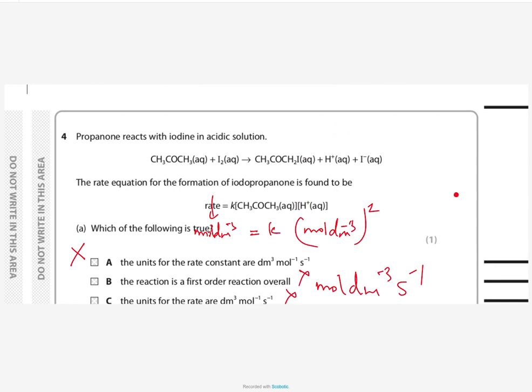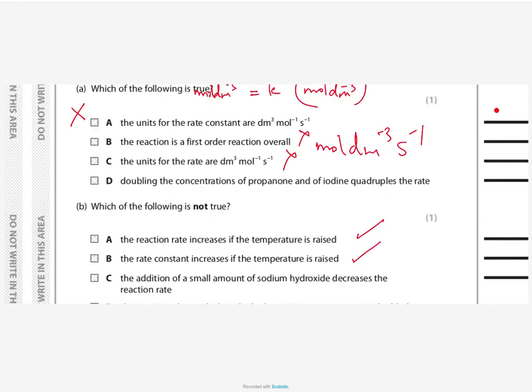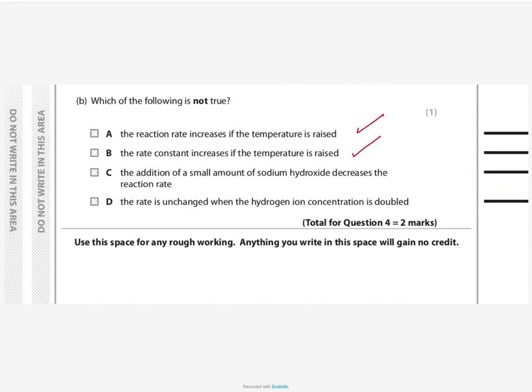That's right, because here propanone reacts with iodine in the acidic solution. That means acid is a catalyst here. Acid is the catalyst, that is well known, right? Propanone iodine reaction, acid catalyzed reaction. So by adding sodium hydroxide, you are neutralizing the acid. In other words, you are removing the catalyst. Rate will decrease. That's also correct, right? And therefore, this has to be wrong.